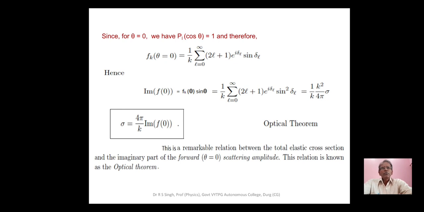For theta equal to 0, f(theta equals 0) equals 1 upon k, summation over l from 0 to infinity, 2l plus 1, i e to the power i delta_l, sine delta_l. The imaginary part of the scattering amplitude is given by Im f(theta equals 0) equal to 1 upon k multiplied by k squared upon 4 pi into sigma. This gives sigma equal to 4 pi upon k times the imaginary part of f(theta). This is the optical theorem.